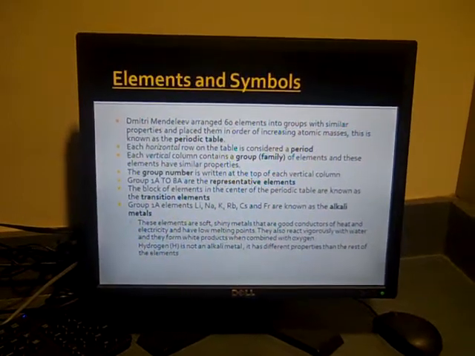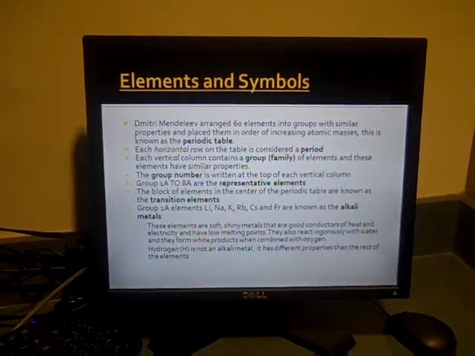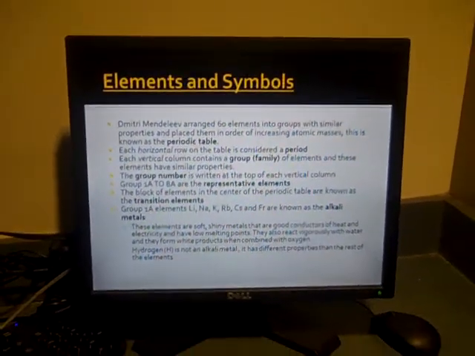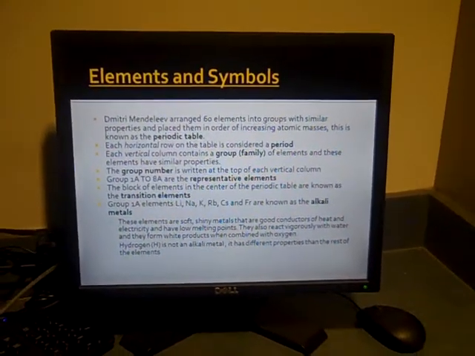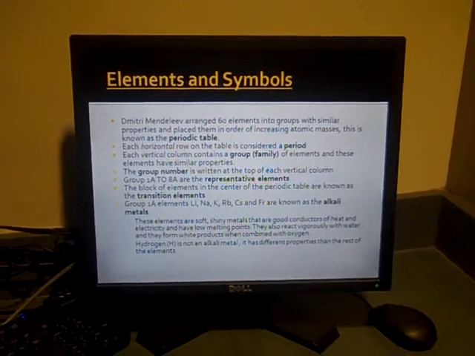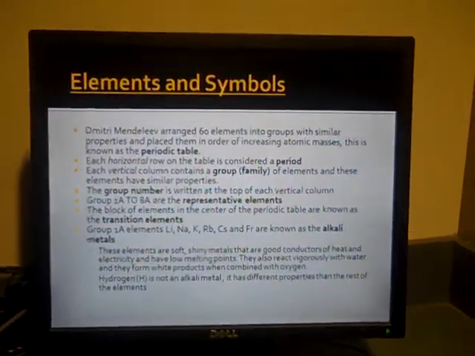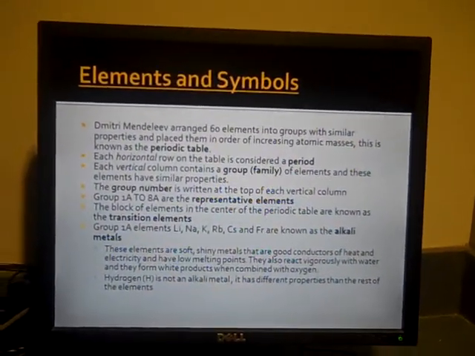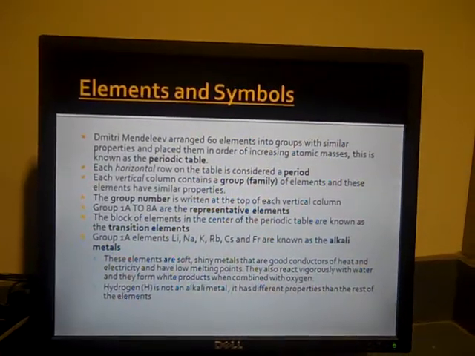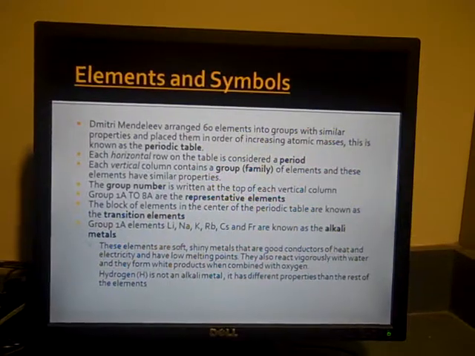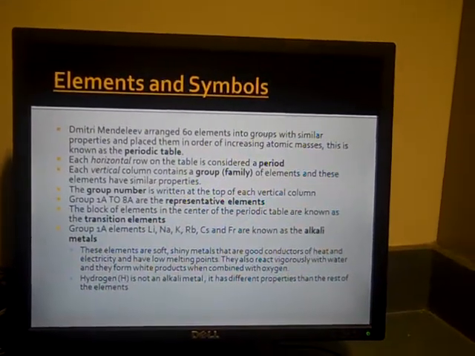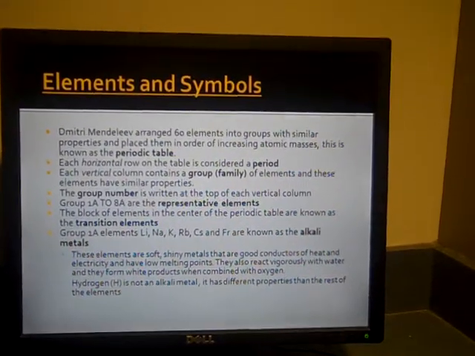Alright, so Dmitri Mendeleev arranged 60 elements into groups with similar properties and placed them in order of increasing atomic masses. This is known as the periodic table. Each horizontal row on the table is considered a period. Each vertical column contains a group or a family of elements, and these elements have similar properties. The group number is written at the top of each vertical column.